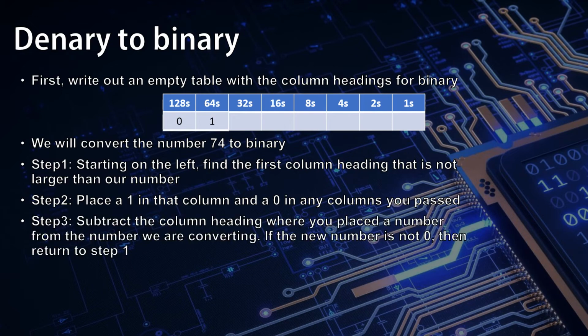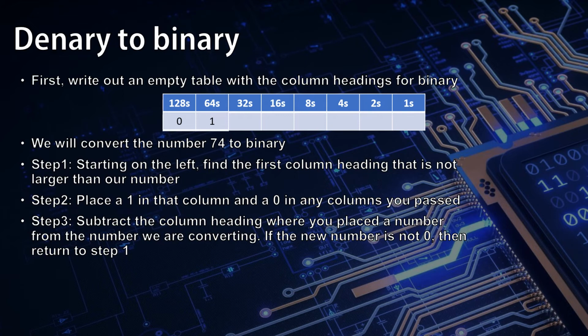Next, subtract the column heading where you placed a number from the number we are converting. We were converting 74. If we take away 64, we have 10 left to use. If the new number is not 0, then return to step 1. If it is 0, then you've already finished. You can fill in with zeros the rest of the number.